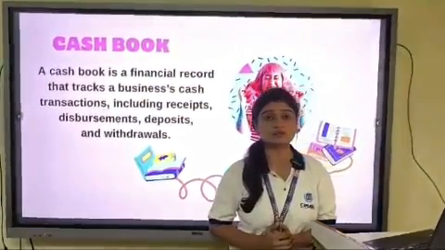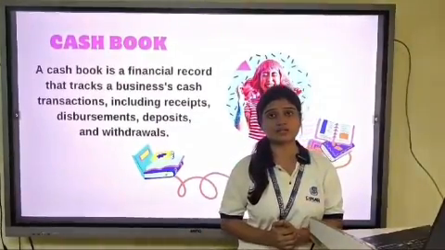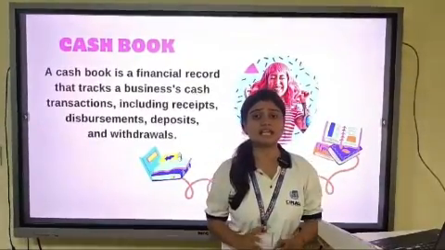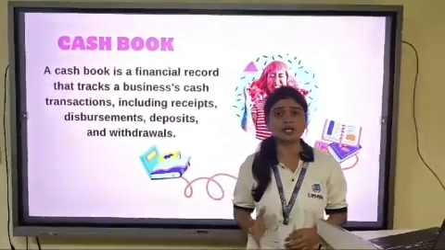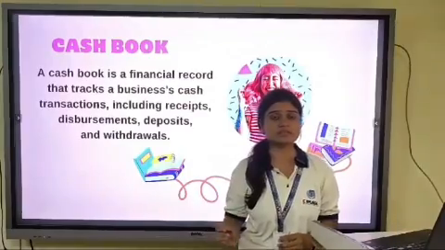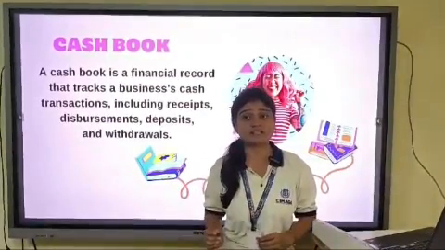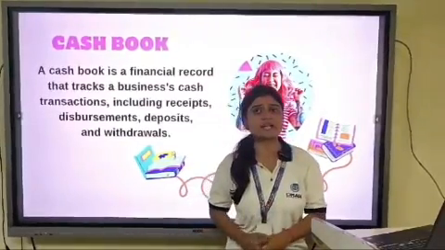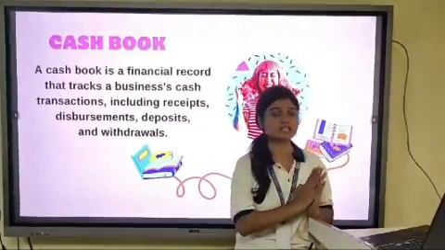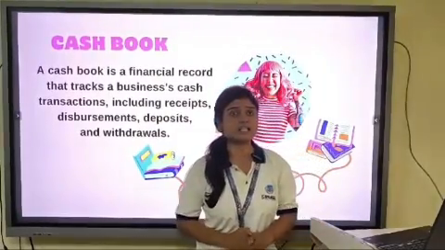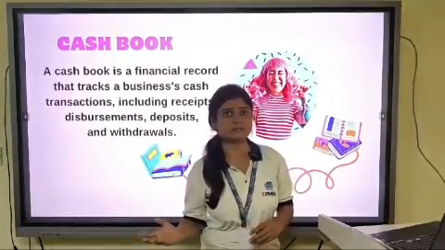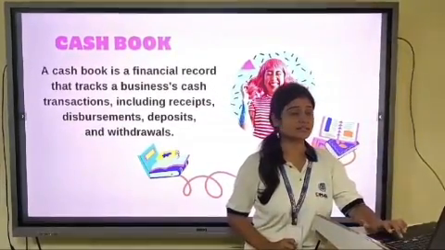So friends, the first question is, what is the cash book? A cash book is a book used to record transactions related to cash. A cash transaction is one in which either cash is paid or received. A cash book can be defined as the book in which the amounts received by the firm are recorded. A cash book can be divided into two parts. First part is the debit side and second part is the credit side. The left hand side is known as the debit side and the right hand side is known as the credit side.